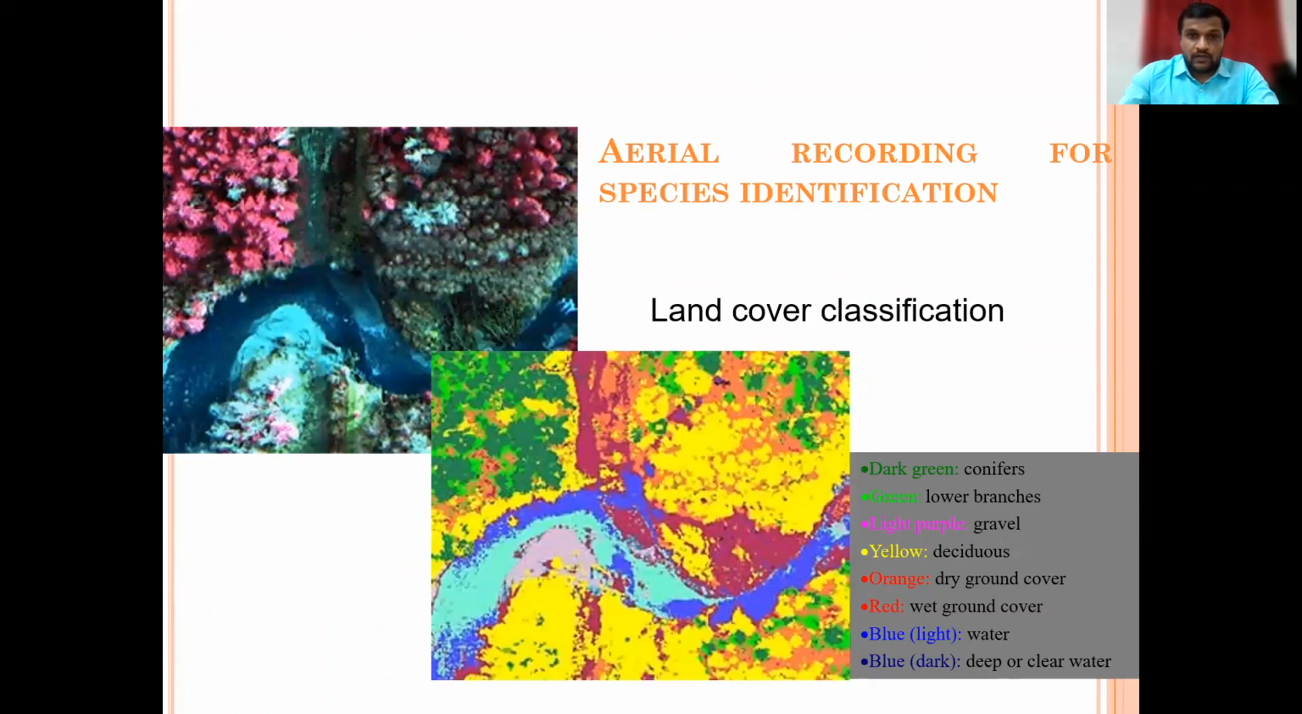We can also work on the recognition of different species. The distribution of species can also be mapped using remote sensing images. In case of forest, we can have different types of forest cover, such as deciduous forest and coniferous forest. Different types of forest and different plant species can be identified and mapped using the images acquired from the remote sensing approach.